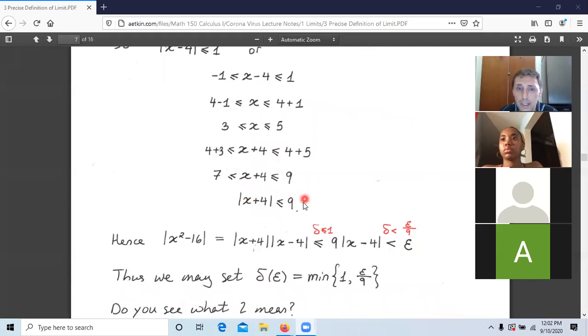x plus 4 is then a number between 7 and 9. And definitely then in absolute value, it's a positive number. So I can put absolute value here, right? So this number is between 7 and 9, and I pick the top number. That's what I will say, right? So whatever x is, x plus 4 will always be smaller than 9. You follow?